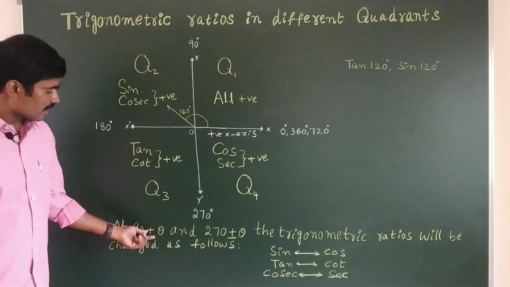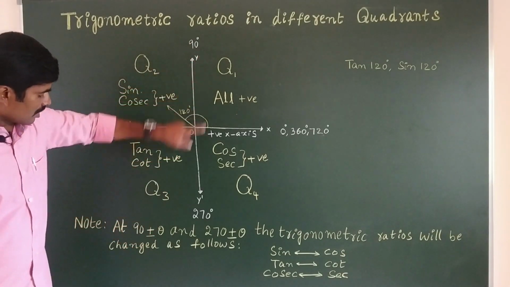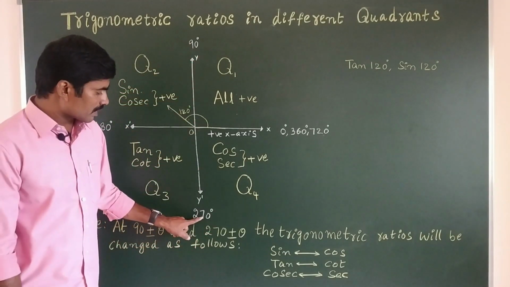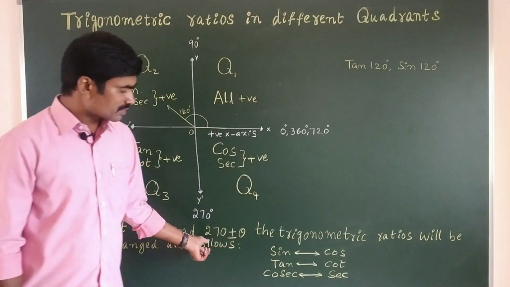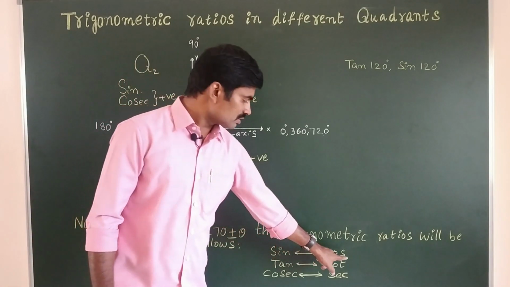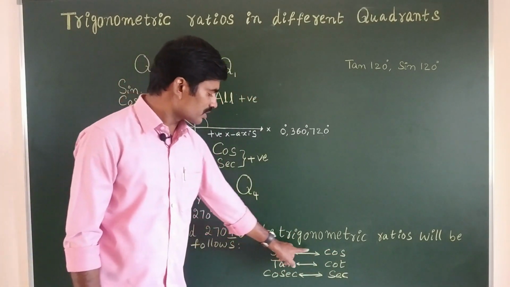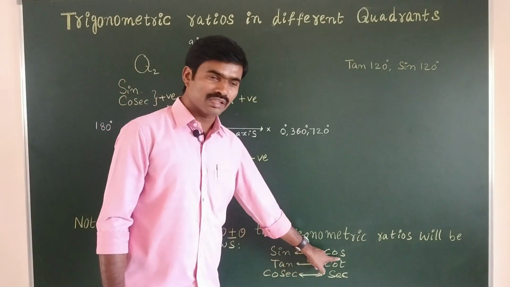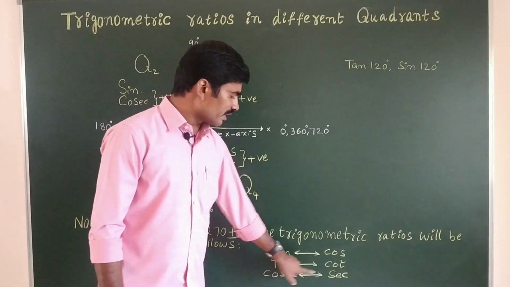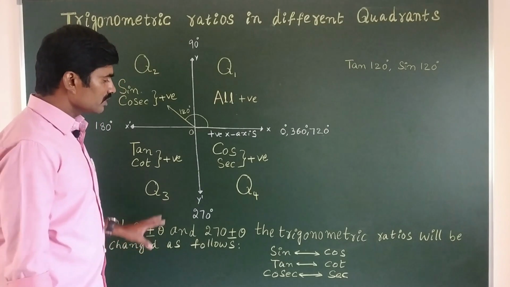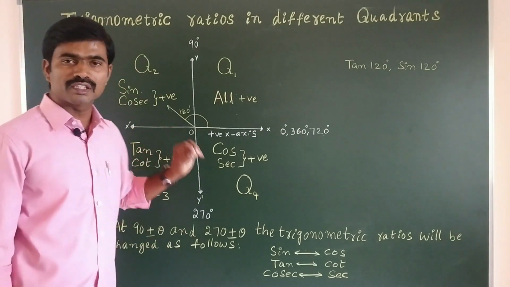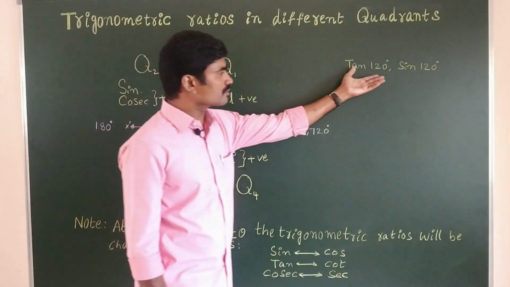At 90 plus or minus theta and 270 plus or minus theta, the trigonometric ratios will be changed as follows. Sine will be changed as cos, cos will be changed as sine, interchanging. Tan as cot, cot as tan, cosecant as secant, and secant as cosecant. So this is the full information. With this information, we can find these values.